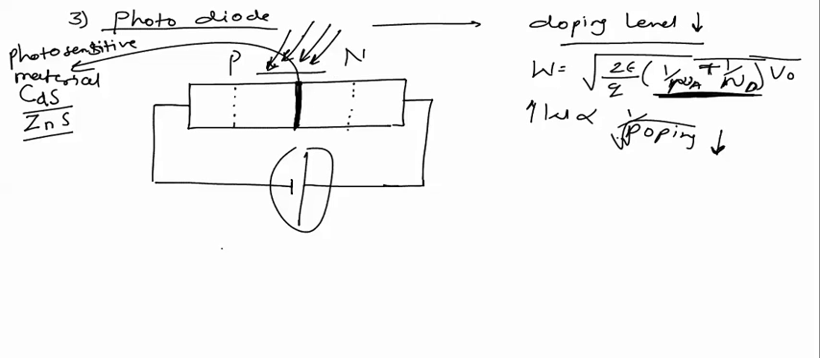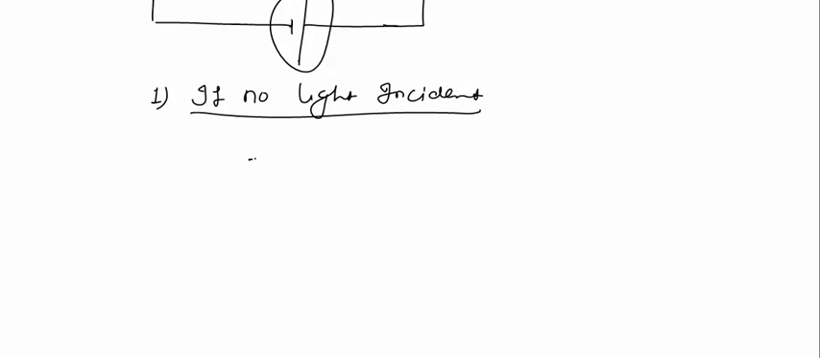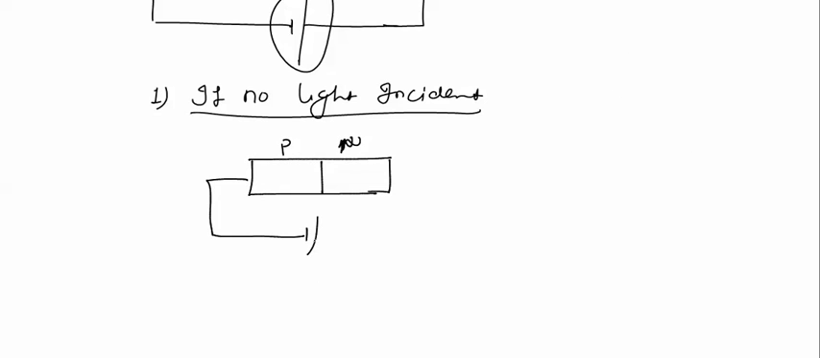So in the first case, if no light is incident, then in this diode which is reverse biased, with P region and N region, as it is reverse biased, the current will be very low and the current I will be set at I dark. This will be the dark current and it will be equal to the reverse saturation current of the diode.